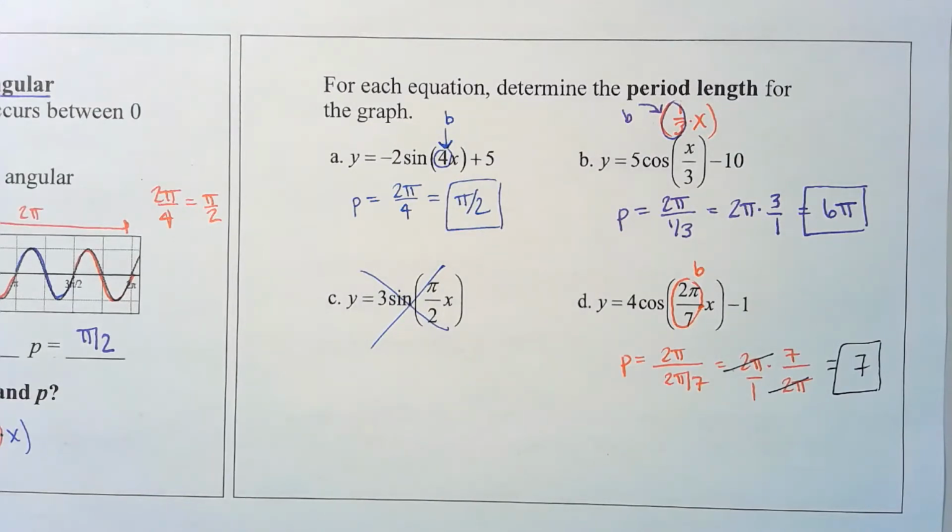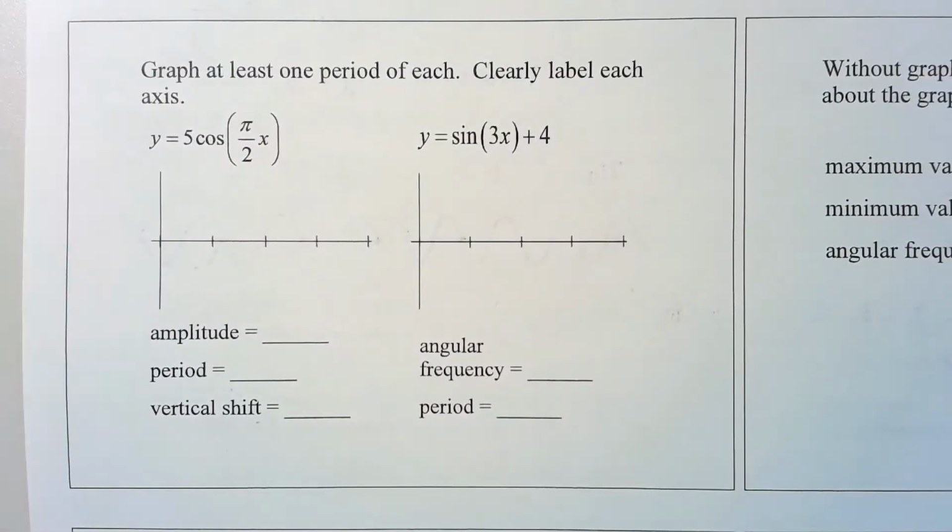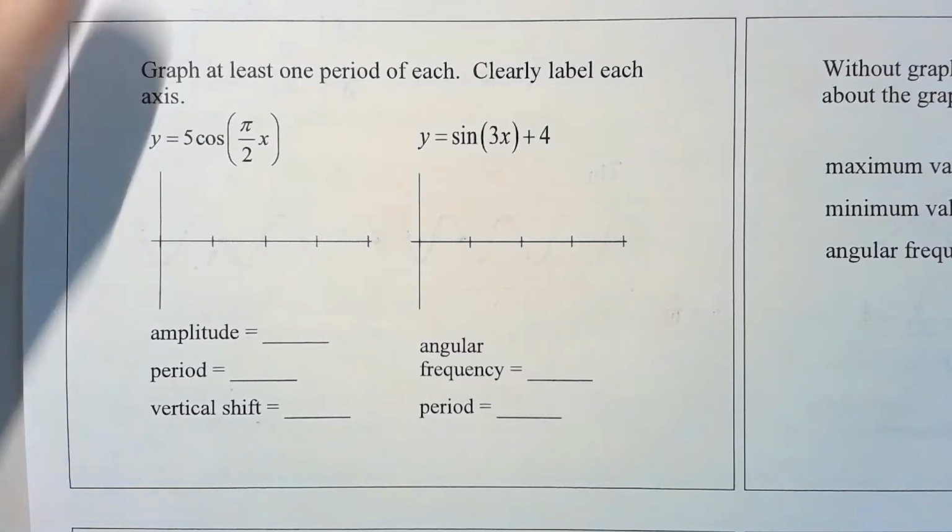All right. So let's do a little bit of graphing. It says graph at least one period of each. Clearly label each axis. I purposely did not give us graph paper like I did yesterday or on Friday, because we're going to be changing the scale on the x-axis. So it's actually better for us if I don't give you actual graph paper.